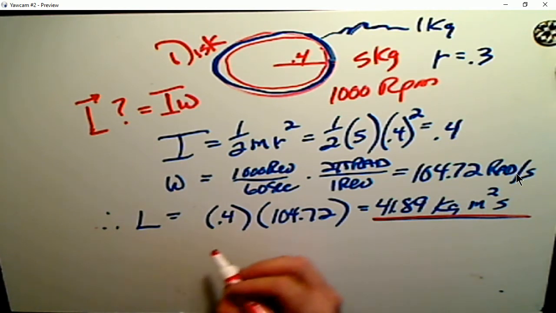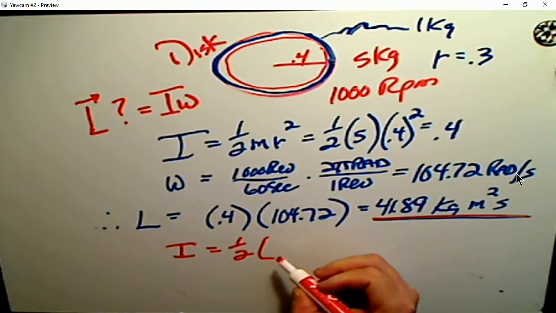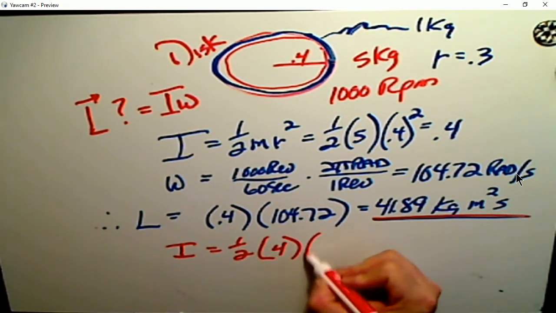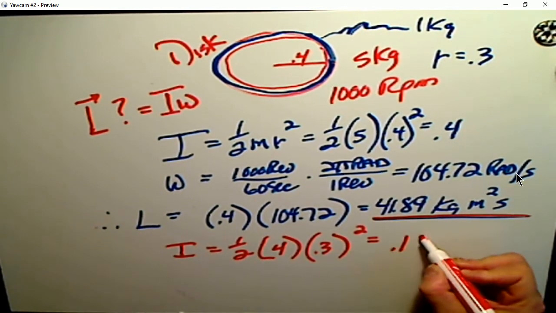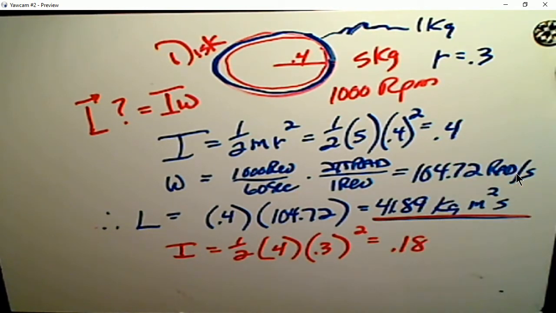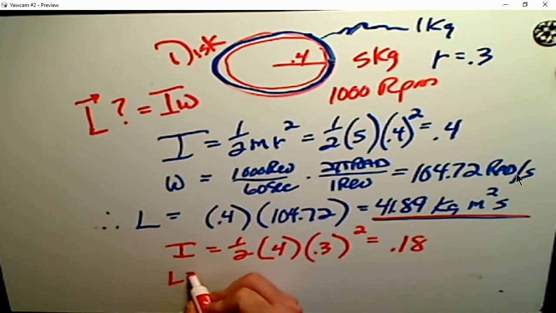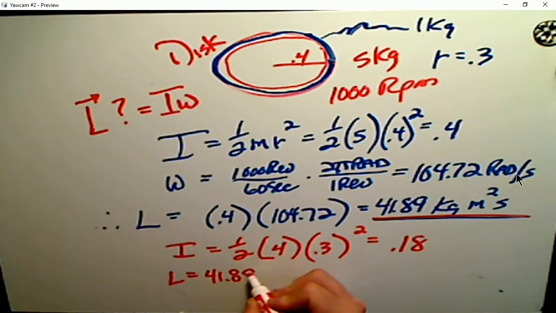So now our I is equal to 1/2 times the new mass, 4 kilograms, times 0.3, the new radius, squared. That's equal to 0.18. Drastically reduced. And so now we know that whatever L is equal to, whatever omega is equal to, it must multiply by moment of inertia to give me that 41.89.